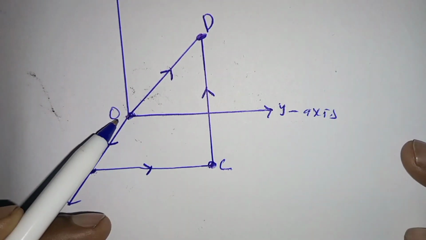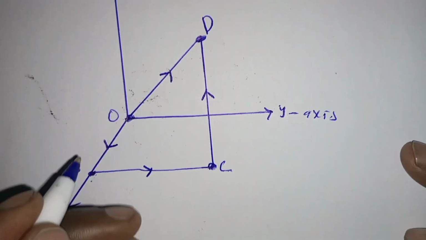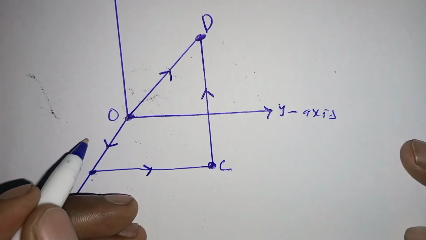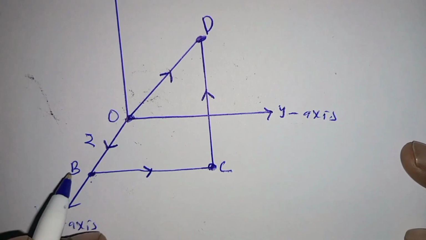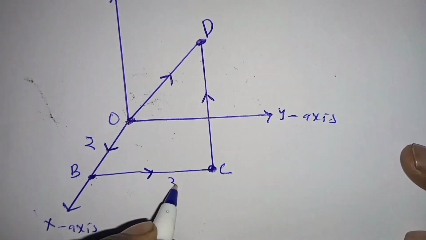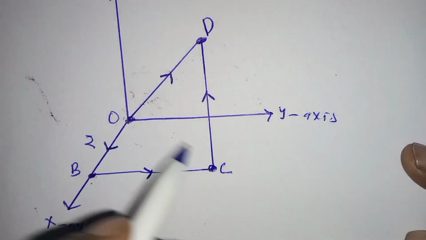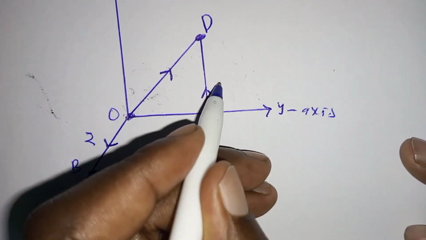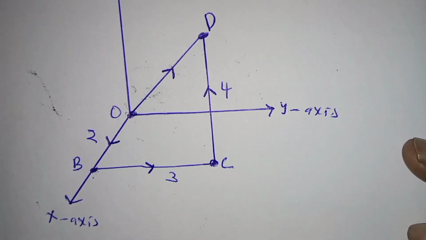This is the origin. This is point B. Let's say from O to B you have 2 units, and from B to C you have 3 units, and from this point to there, you have 4 units.